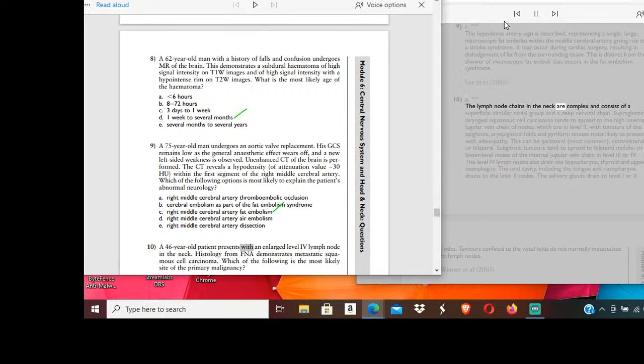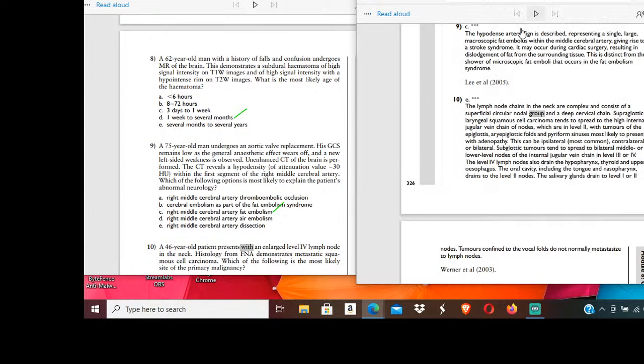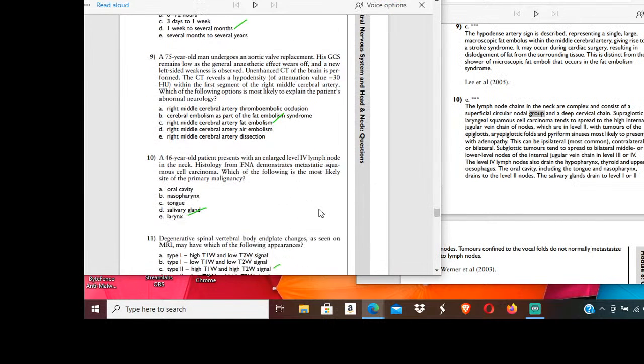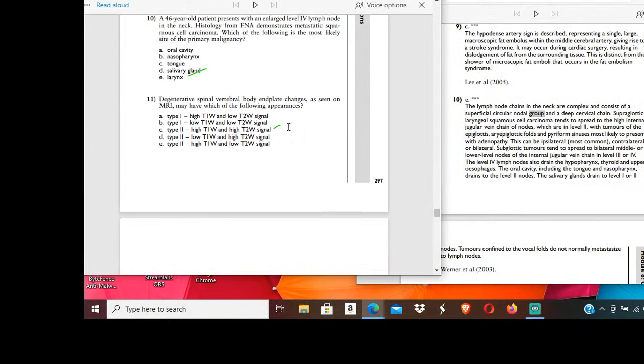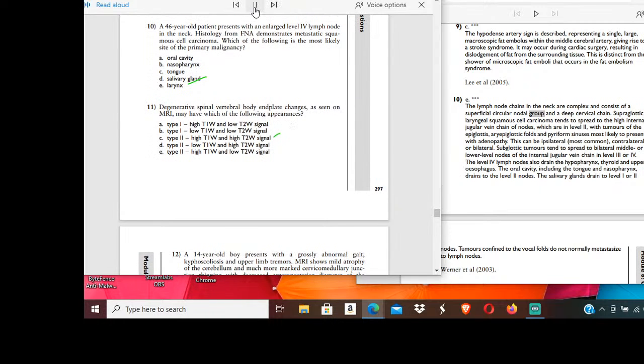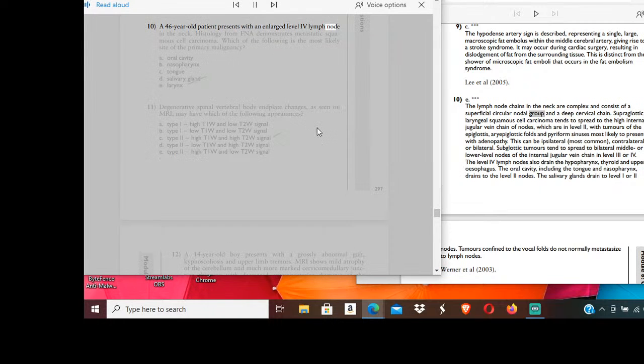10e. The lymph node chains in the neck are complex and consist of a superficial circular nodal group, with an enlarged level 4 lymph node in the neck. Histology from FNA demonstrates metastatic squamous cell carcinoma. Which of the following is the most likely site of the primary malignancy? A. Oral cavity. B. Nasopharynx. C. Tongue. D. Salivary gland. E. Larynx.